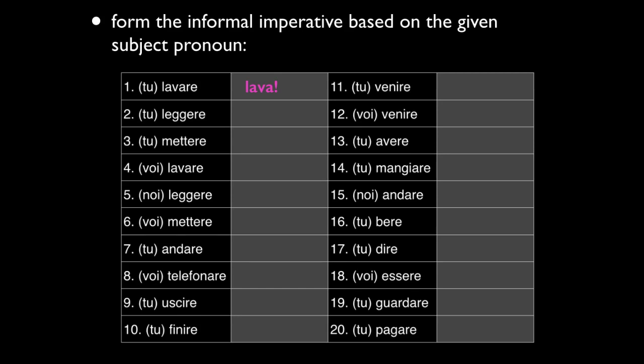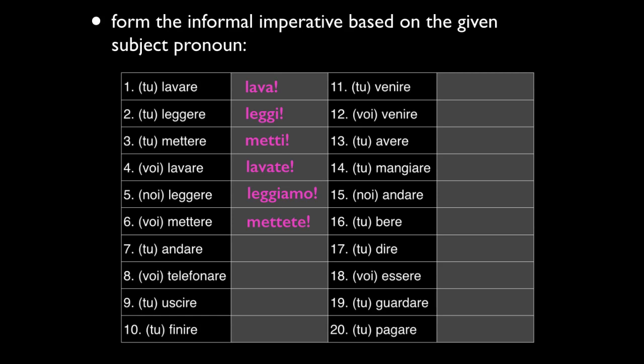All right, number 2, leggere. That is leggi. I should add, you don't use the subject pronoun. That's one of the reasons it's in parentheses. You don't use that. You just say leggi, put that exclamation point on it, and it will be apparent that it is the imperative. Mettere, to put, to place. Tu, metti. Lavare, number 4, but this time in the voi form. Lavate. 5, noi, leggere, let's read. Leggiamo. 6, mettere, but the voi form this time. Mettete.